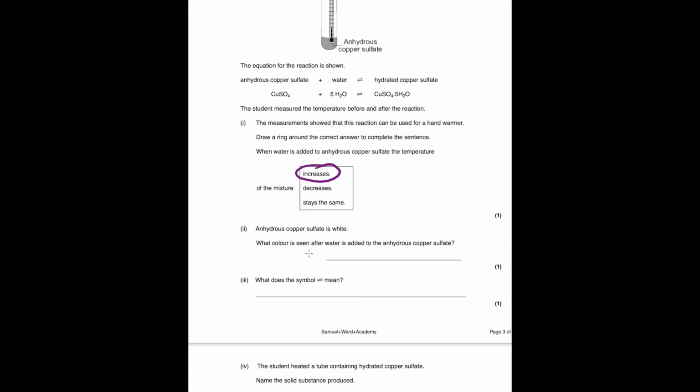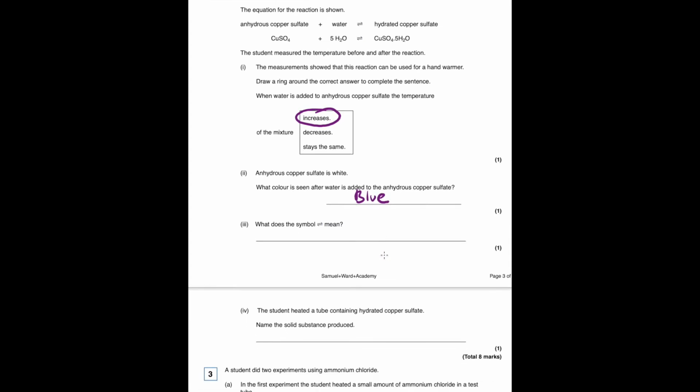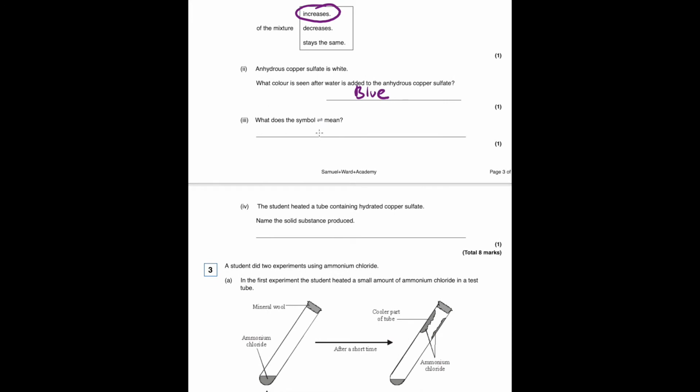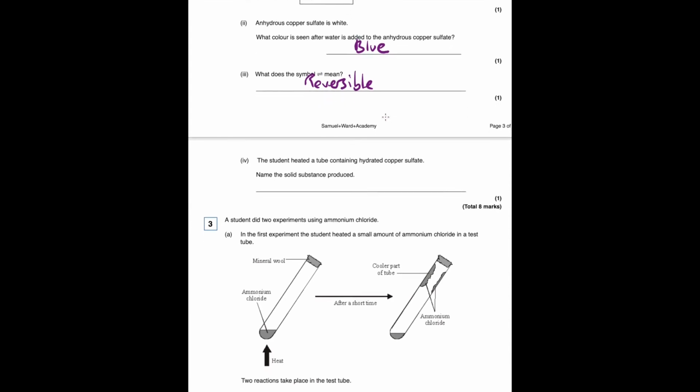So anhydrous copper sulfate is white. What colour is seen after water has been added? We mostly all got this, which is blue. So those nice blue copper sulfate crystals you've probably made before last year. This question we've had before about the symbol, that's reversible. Remember, it's got part of a forwards and part of a backwards, showing they both happen at the same time.